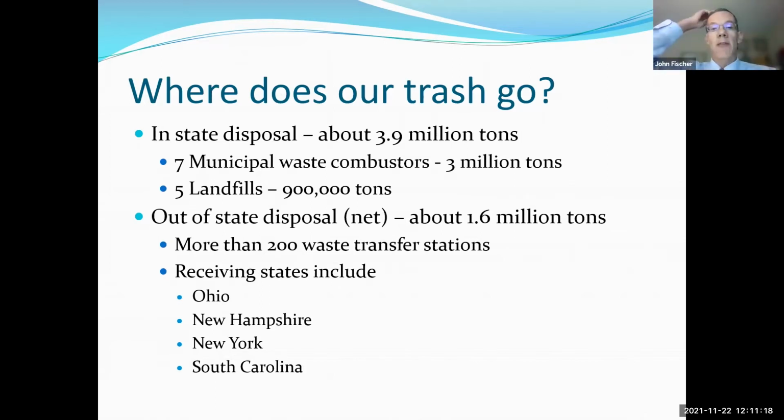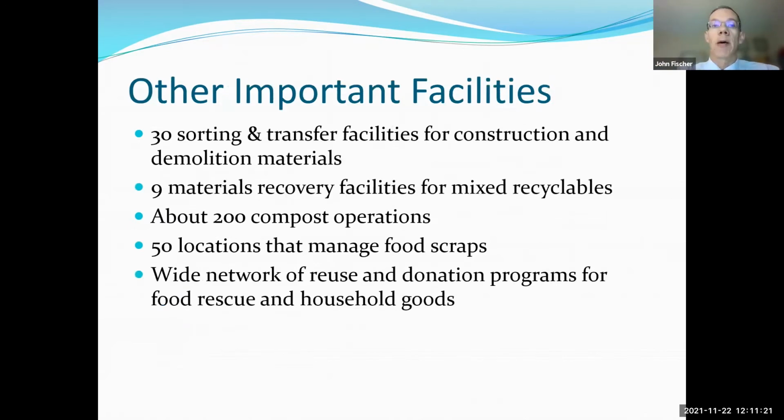We also have a lot of other important facilities that are part of our waste management infrastructure in Massachusetts. I should clarify that the data I just showed for solid waste disposal shows the amount of trash that we're disposing of. So that does not show everything that we're recycling or composting or reusing or otherwise diverting from the trash. There are a lot of other important facilities that help us to process our waste materials and handle them in ways so that they do not need to be disposed of as trash.